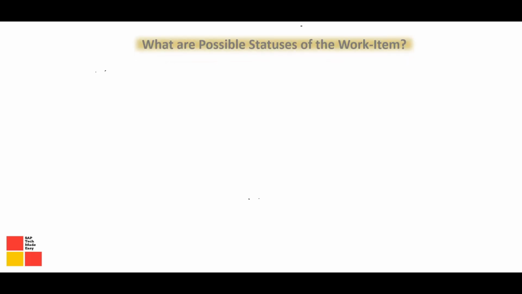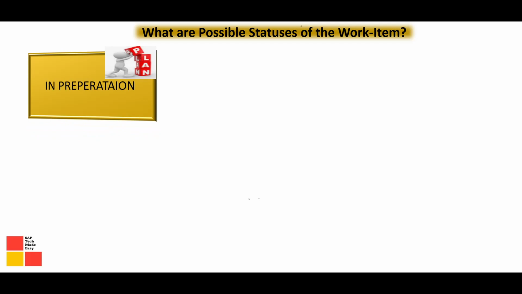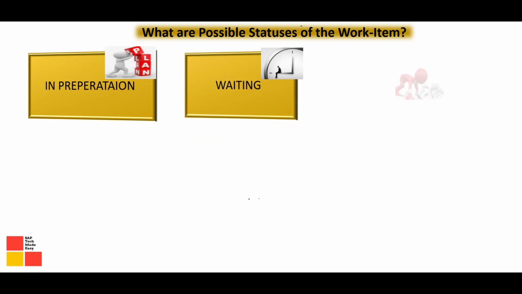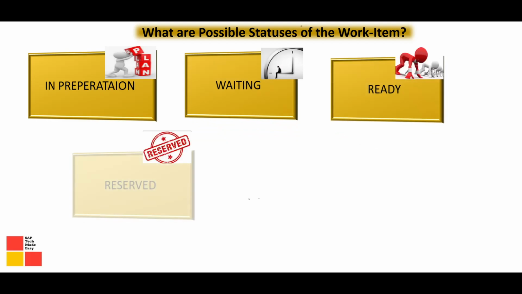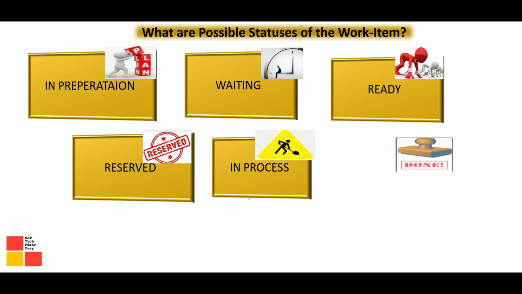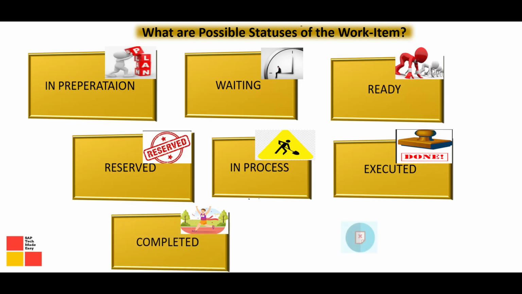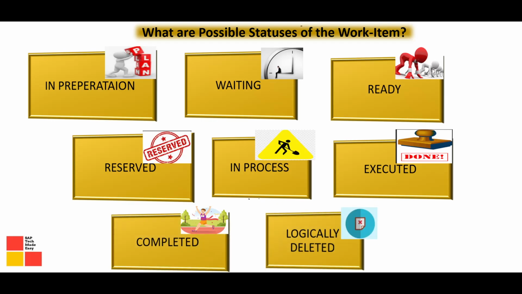Now let's see what the possible statuses of the work item are. The answer to this question is: the very first status is In Preparation. The second status is Waiting. The third one is Ready. The fourth one is Reserved. The fifth one is In Process. The sixth one is Executed. The seventh one is Completed. The eighth one is Logically Deleted. And the ninth one is In Error status.